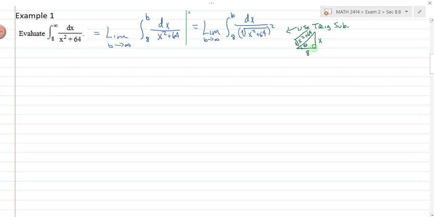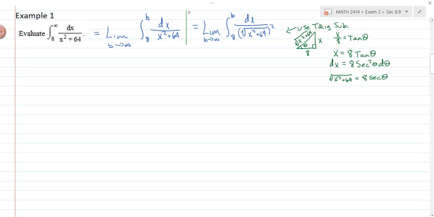Now I need to do my substitutions. What is x going to be equal to? Well, x over 8 is opposite over adjacent, and opposite over adjacent is tangent theta. So that means that x is going to be equal to 8 times tangent theta. When I take the derivative of x, I get dx, and that's going to be equal to 8 times secant squared theta d theta. And then the other piece that I need is the radical, and if I look at the radical over 8, that would be hypotenuse over adjacent, which means that the radical is going to be equal to hypotenuse over adjacent, which is secant, so that's going to be 8 times secant theta.